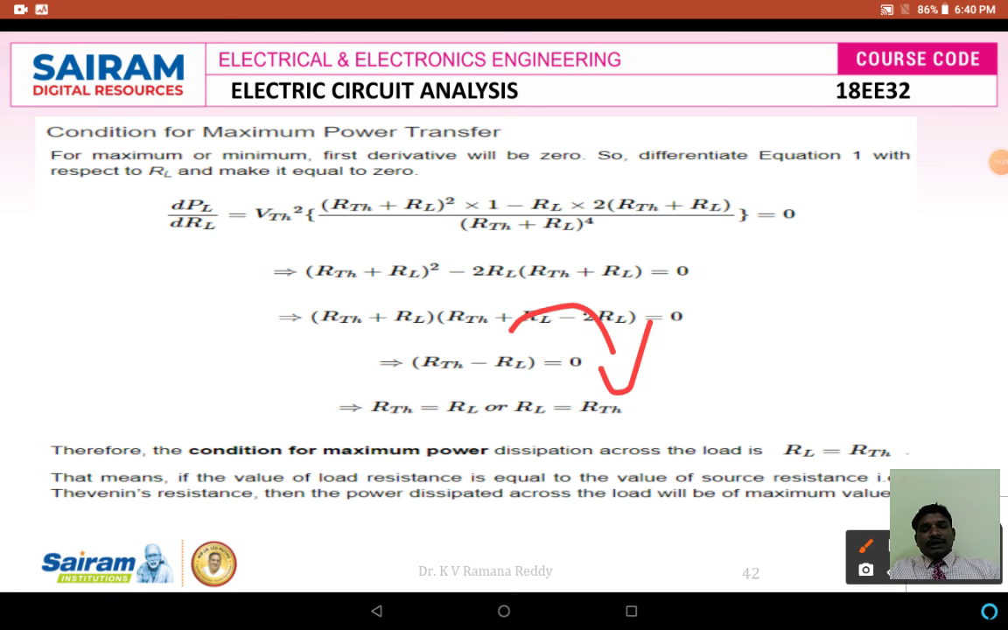This is the condition where we transfer the maximum power, that is, when the load resistance is equal to the source resistance, or RL is equal to RTH.